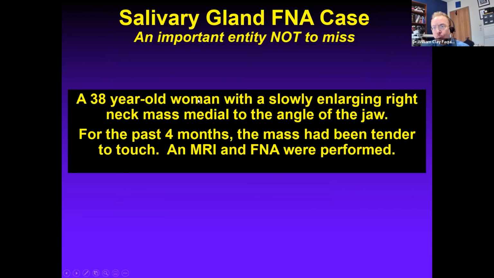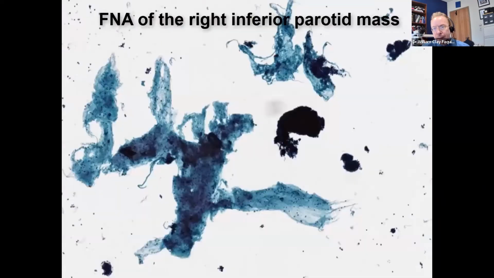Now, this is a quick case of an entity that we do not want to miss. This is an important entity to recognize by salivary gland FNA. It's a 38-year-old woman with a slowly enlarging neck mass at the angle of the jaw, tender to the touch. Anytime there's paresthesia or pain, we definitely worry about malignancy. So here's what the FNA looks like.